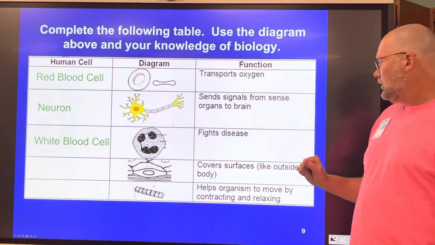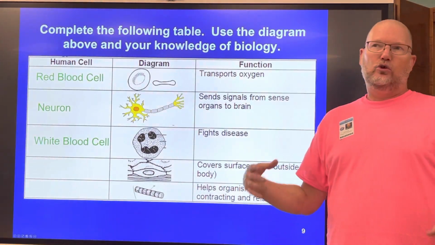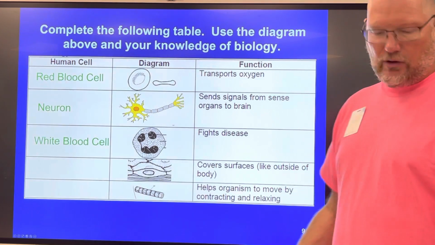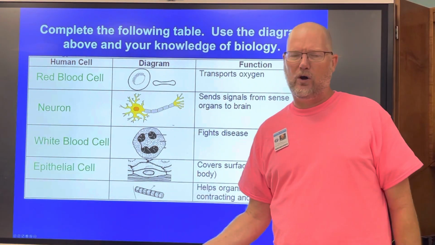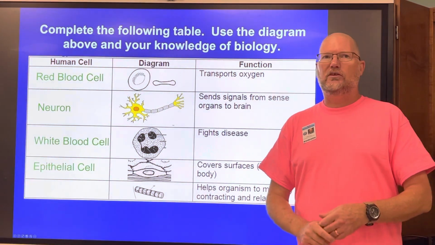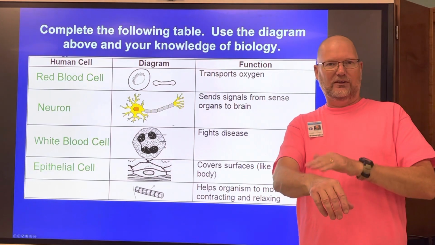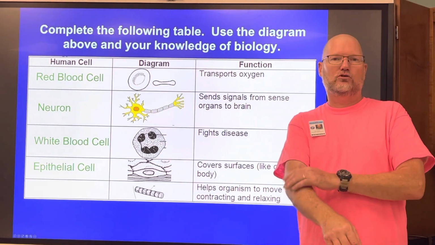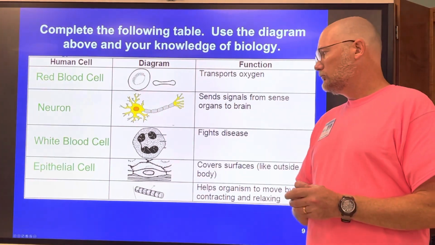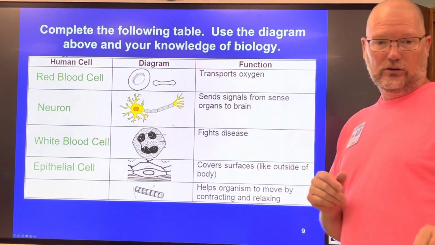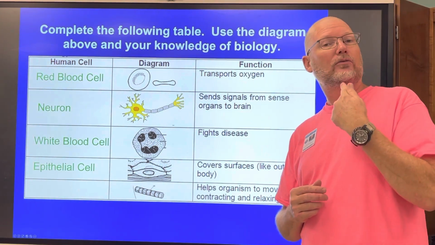And then covers surfaces like the outside of the body. You could say skin cell and it would be correct, but the actual term is epithelial cell. I mentioned that word before. This is your epidermis. And then you've got different layers of dermis, which are all referring to skin. But epithelial. And you also have epithelial cells in the lining of your mouth.